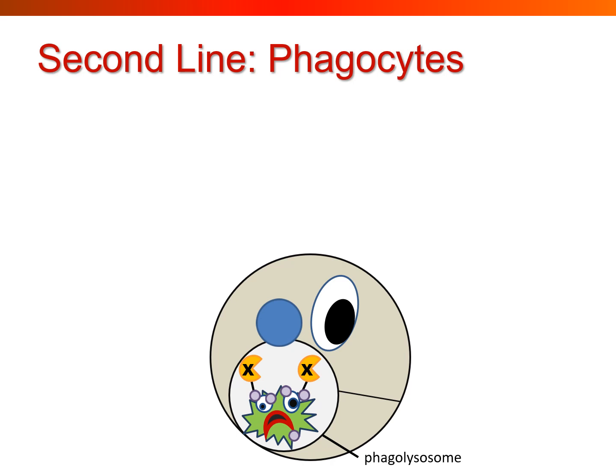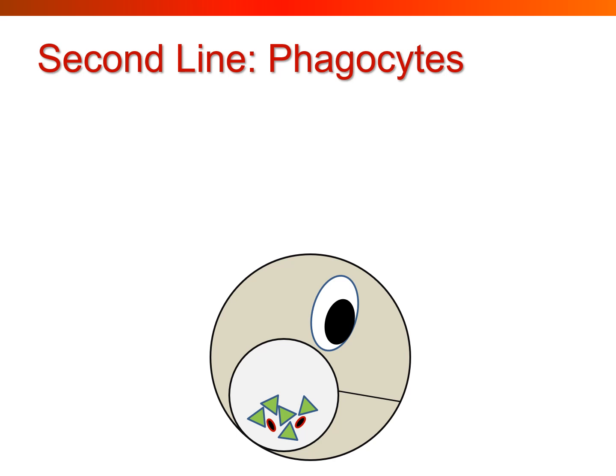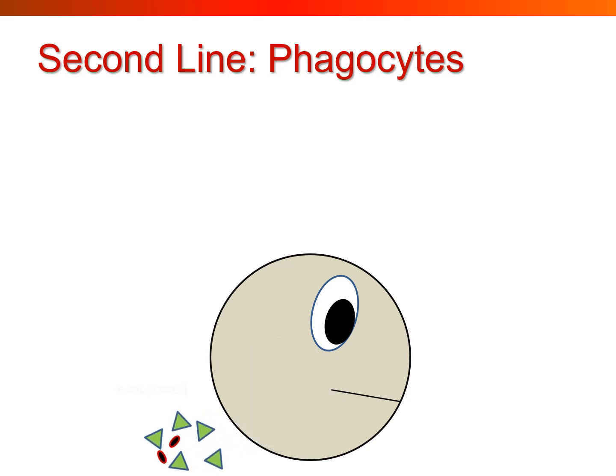Okay. And then after the enzymes have done their business, we end up with little pathogen parts. And if there's anything that can be used by the white blood cell, it'll be extracted, and anything that isn't will be ushered out of the white blood cell in an act known as exocytosis.